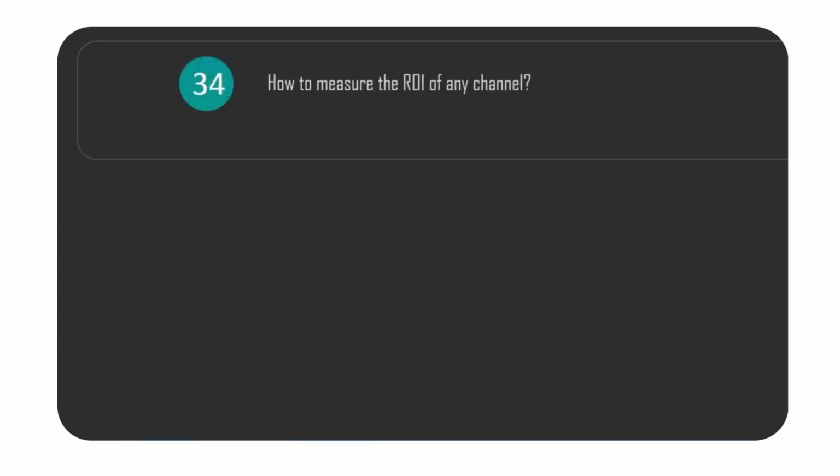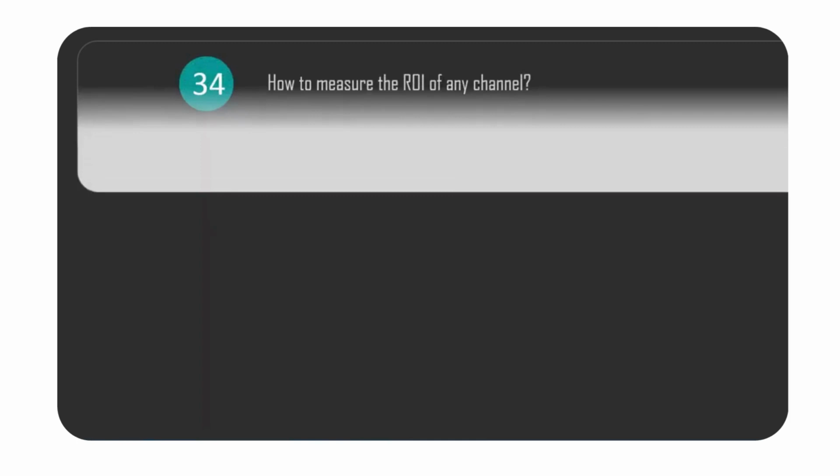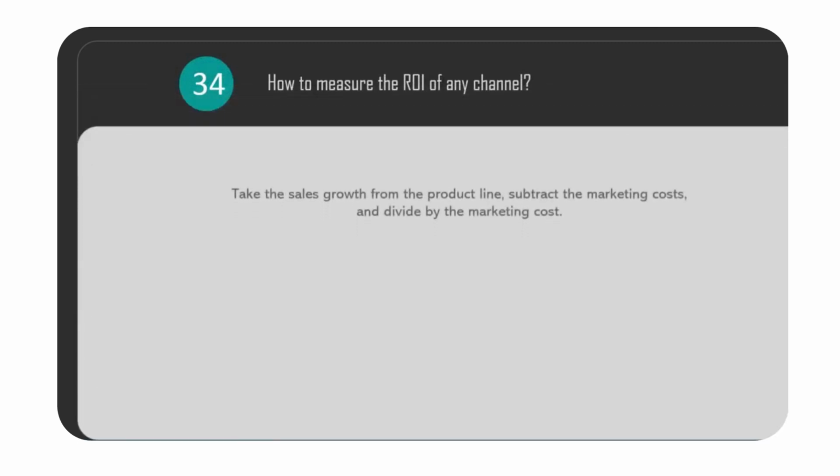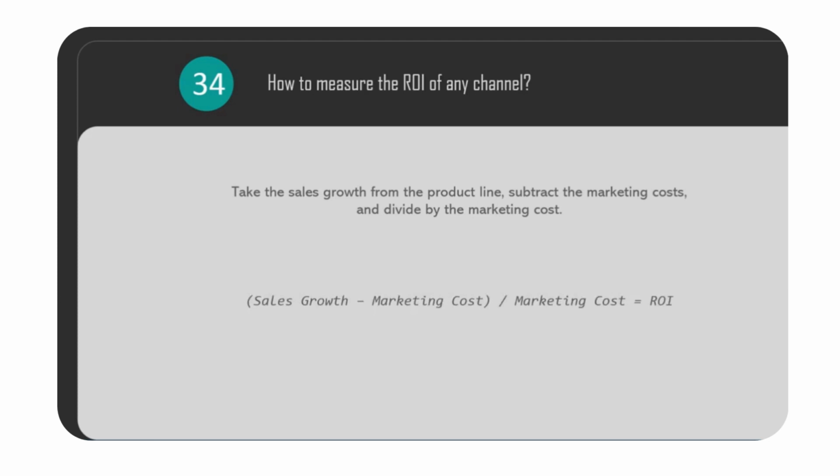Now the next question is, how do I measure the ROI? When I say YouTube gives you a better ROI, how can you measure this ROI? ROI is nothing but return on investment. To calculate the ROI of a marketing campaign integrated into the overall business line calculation, take the sales growth from the product line, subtract the marketing cost, and divide by the marketing cost, and there you'll have your ROI. So you'll have a better ROI if you use YouTube as your marketing platform.